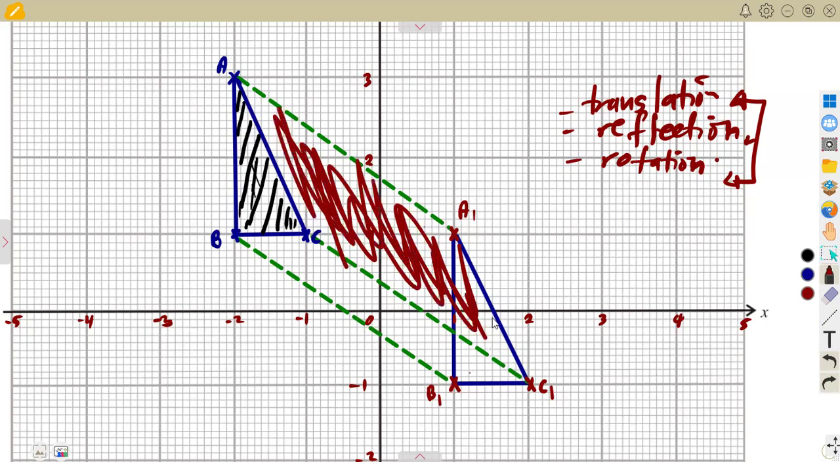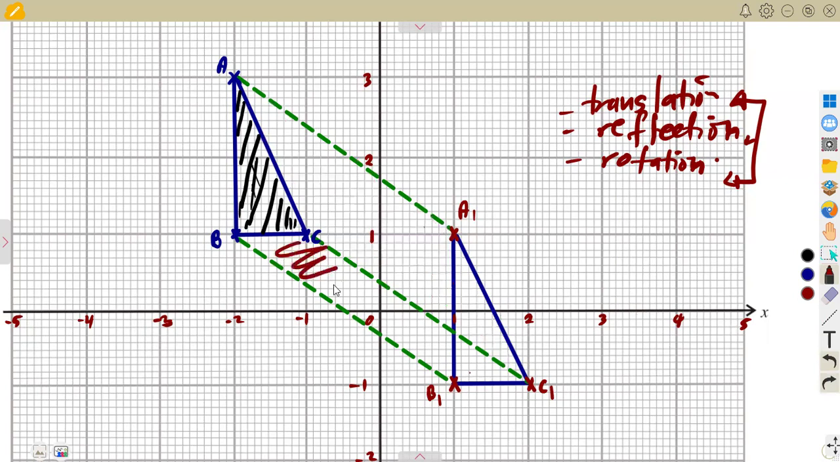Look, there's equal distance maintained throughout. If you check these two here, there is equal distance maintained throughout. This means this line here is parallel to this one. They are parallel lines. But it's not supposed to end there.